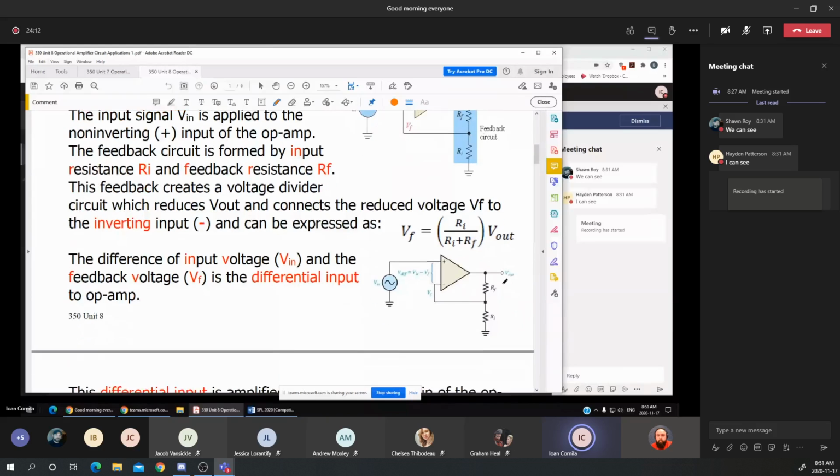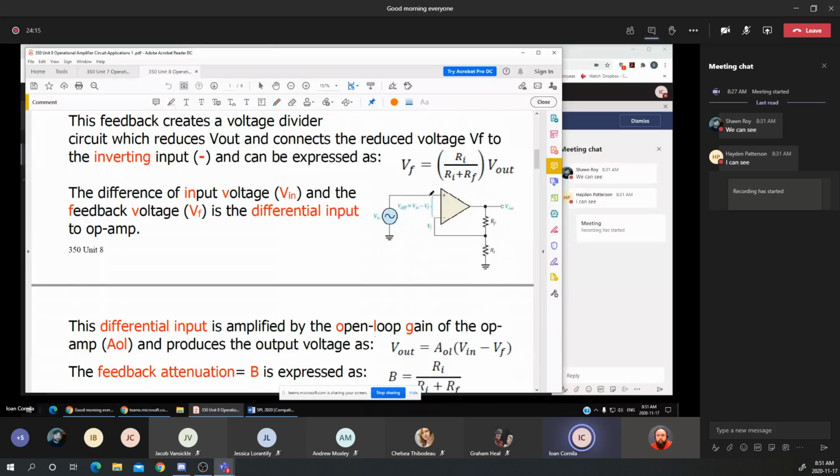Now, remember what an op-amp does. It amplifies the difference between the two input signals, meaning V plus minus V minus: the voltage applied to the non-inverting input minus the voltage applied to the inverting input. Remember, we defined the differential voltage, V-diff, which is the difference between the two inputs, the non-inverting input and the inverting input.